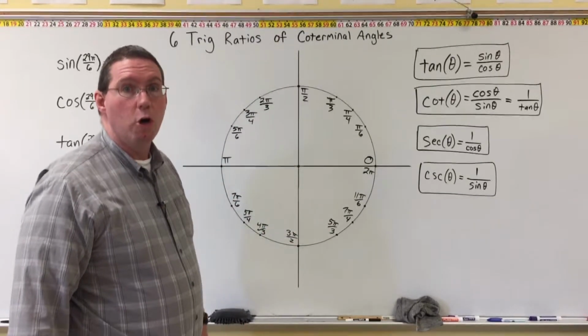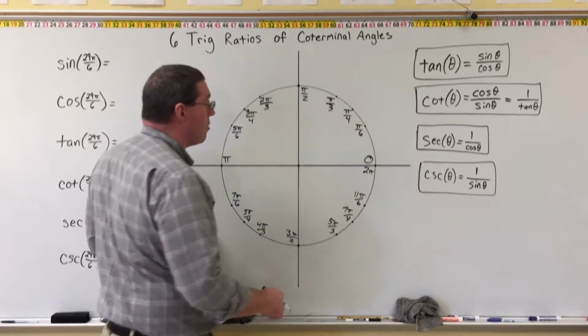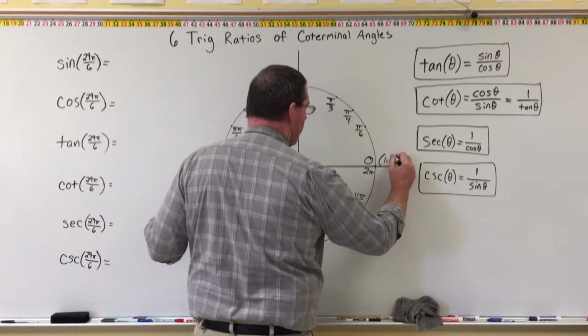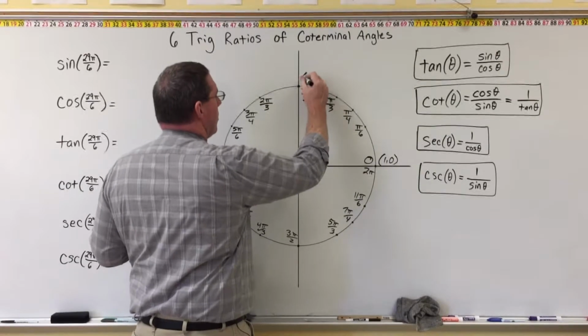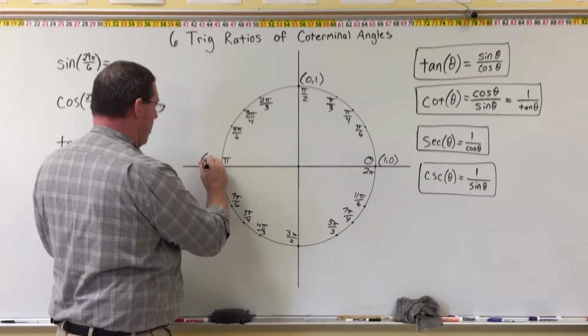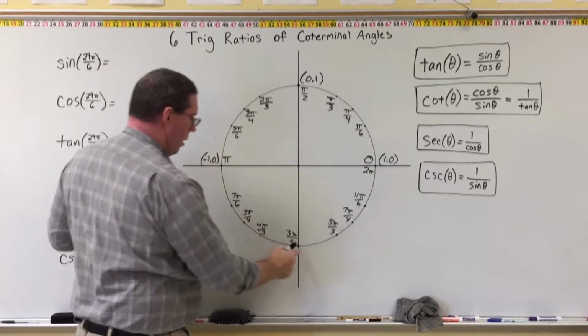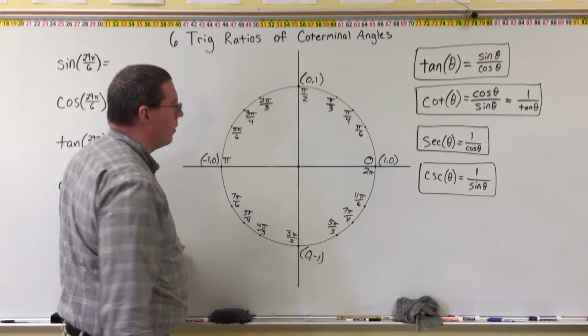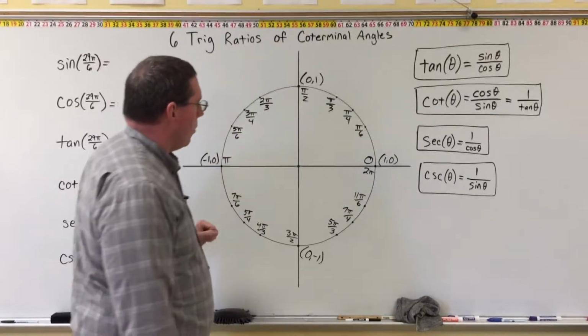Now I need my coordinates. Well, I'm going to do the easy ones first. I know that this one is 1, 0. And I know this one up here is 0, 1. And this one over here is -1, 0. And this one down here is 0, -1. Good. Now I'm going to do the more difficult ones.